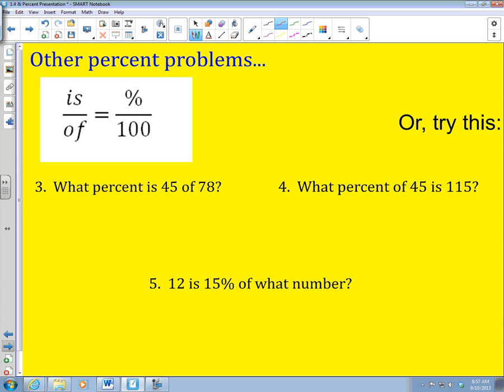Okay, using the percent proportion to solve some of our problems. Is over of equals percent over 100. This is the percent proportion. Is is our part, of is our whole.